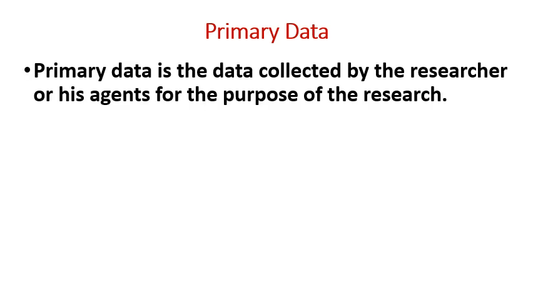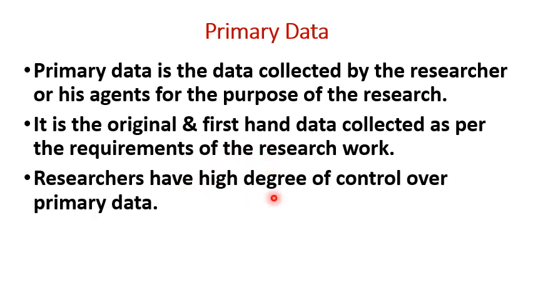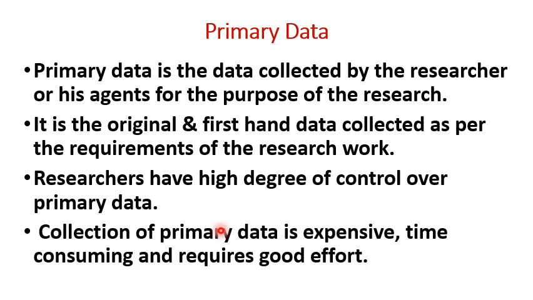Then what is primary data? Primary data is the data collected by the researcher or his agents for the purpose of the research. So it is collected by the researcher for his purpose. It is the original and first-hand data collected as per the requirements of the research work. So this data is collected as per the objectives of the research. Researchers have high degree of control over primary data because it is collected by the researcher for his purpose. Collection of primary data is expensive, time consuming, and requires good effort.